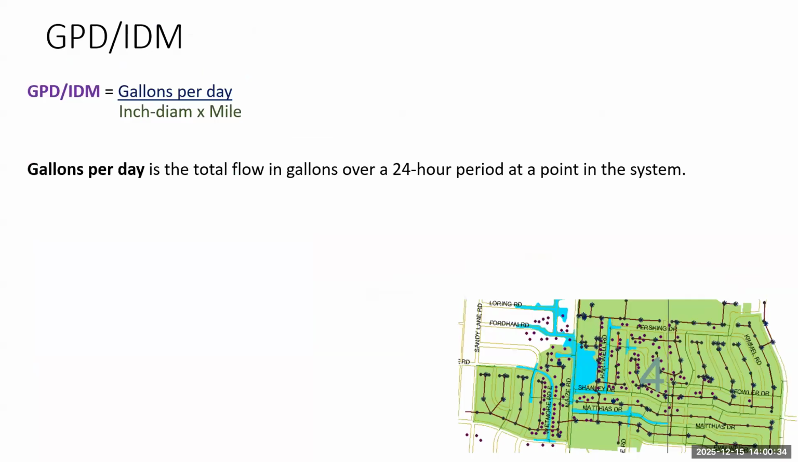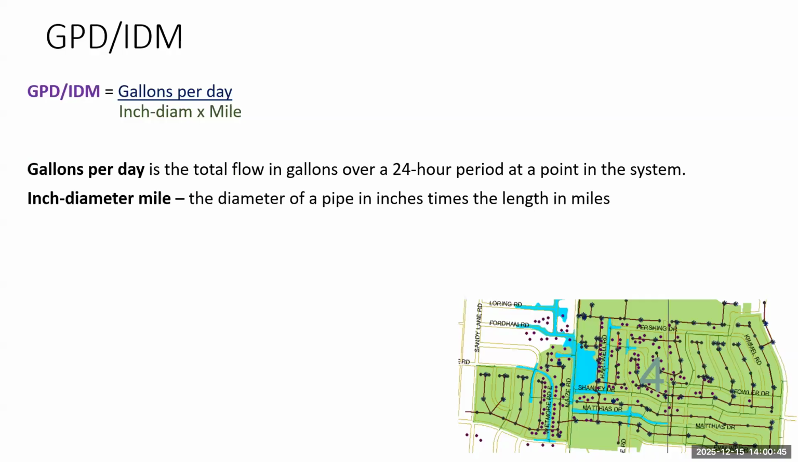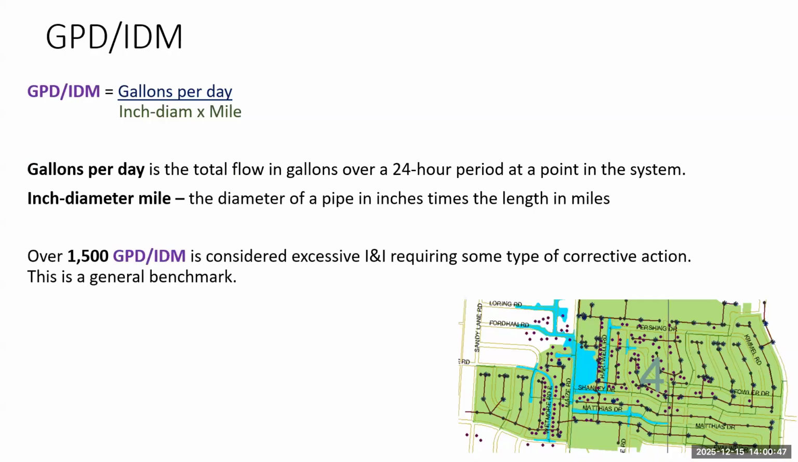Now, inch diameter mile means that you're taking the diameter of the pipe in inches and multiplying it by the number of miles of that particular pipe in the sewer shed. So I'll give you an example here in a moment. And we take the gallons per day. That's the gallons that are flowing at that manhole that we're investigating over a 24-hour period. And what we're looking at is to compare it to this rule of thumb benchmark here.